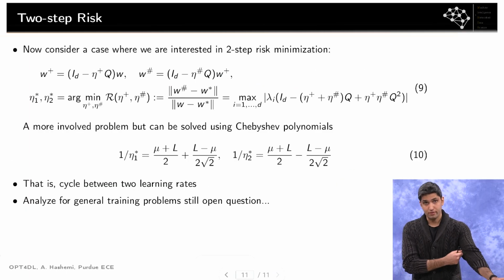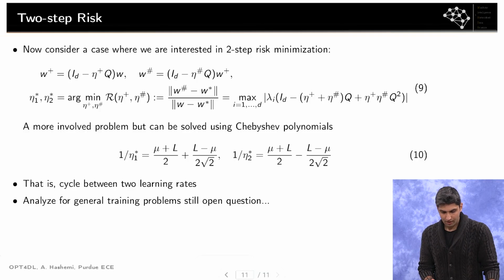All right, so now we want to generalize this idea. Let's say that instead of the one-step risk, I'm interested in the two-step risk. Let's say the current solution is W. I'm going to update that using gradient descent to go to W plus, and then I'm going to update W plus using gradient descent to go to W sharp. When updating W to W plus, I use learning rate eta plus, and when updating W plus to W sharp, I use a learning rate that I call eta sharp. These two are not the same, otherwise we would get back to the previous case.